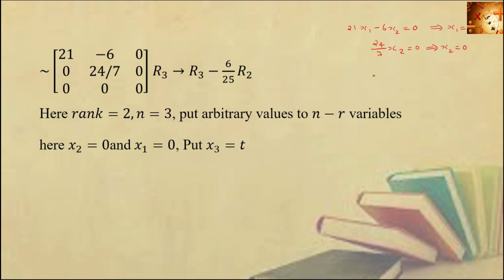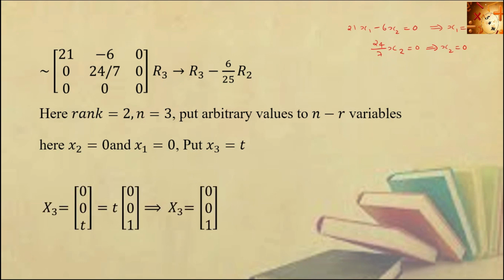One more variable is remaining, that is x3. So put x3 equal to t. Then the eigenvector will be 0, 0, t. T taken as outside, the 0, 0, 1. So the third eigenvector is 0, 0, 1.